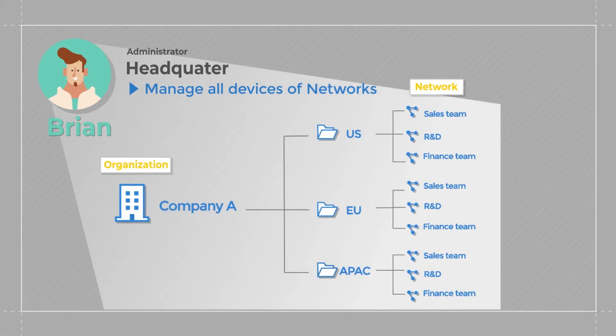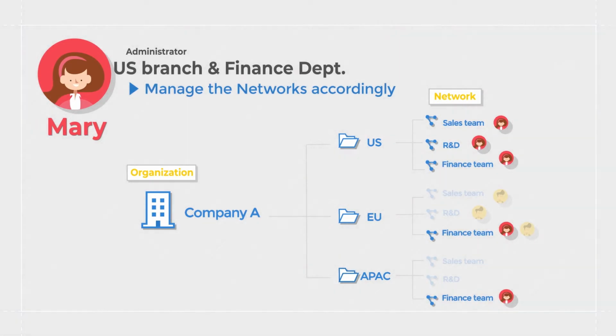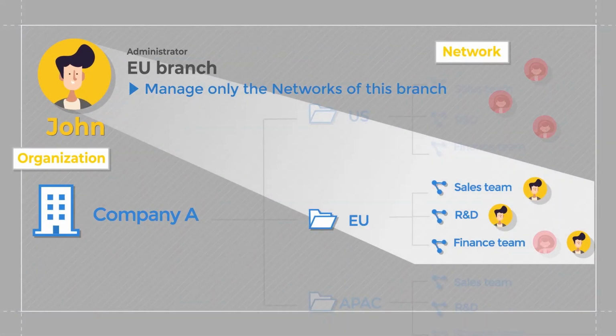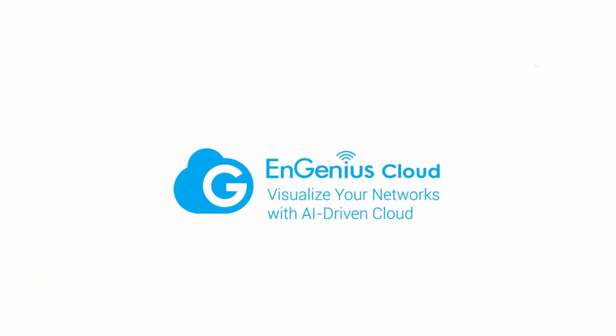Our second user, Mary, has branch-wide access privileges for the USA, but only finance department privileges for every other branch. The last user, John, has network access across all departments, but only for the Europe-based teams under his direct responsibility. EnGenius Cloud offers privilege customization options and many more features. Visualize your networks with AI-driven cloud.